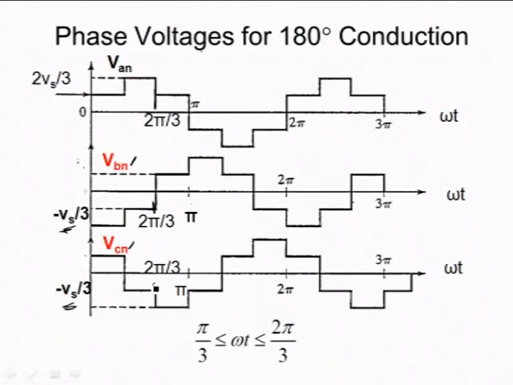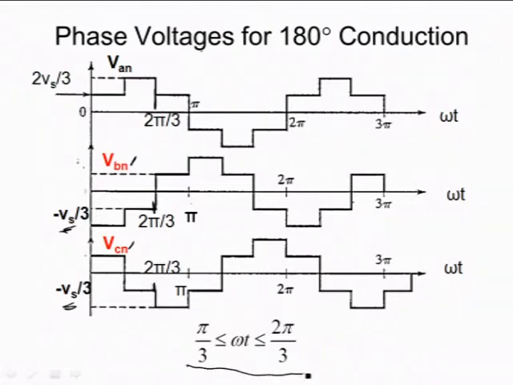See VCN in the first case, mode 1, it was positive. So, what is the voltage now? Now, VAN is 2 Vs by 3. VBN, VCN are equal, that is equal to minus Vs by 3. This is for duration 60 to 120 degree.